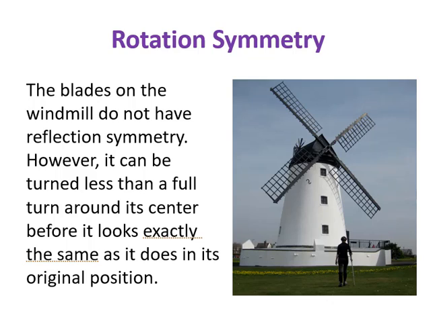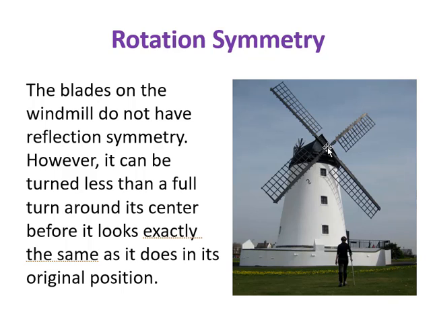So that was reflection symmetry. Now let's talk about rotation symmetry. The blades on the windmill do not have reflection symmetry. However, it can be turned less than a full turn around its center before it looks exactly the same as it does in its original position.